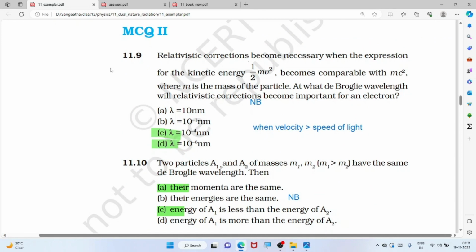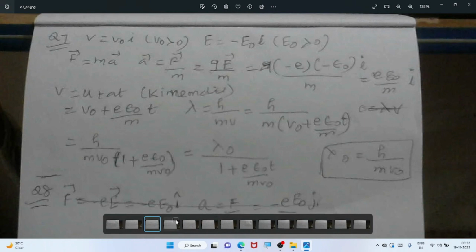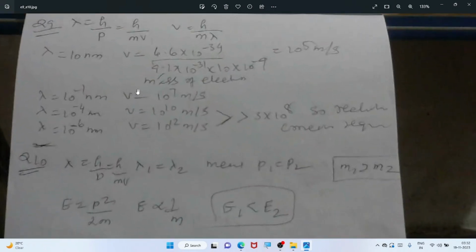Relativistic corrections become necessary when the kinetic energy, (1/2)mv², becomes comparable with mc², where m is the mass of the particle, and what de Broglie wavelength they relate. Relativistic corrections become important for an electron when the velocity computed is greater than the speed of light. So for the different wavelengths, you compute the velocity based on this formula, λ = h/mv. So the velocity equal to h by mλ. For different λ you compute the velocity. Whichever velocity is more than the velocity of light, correction is required for those.